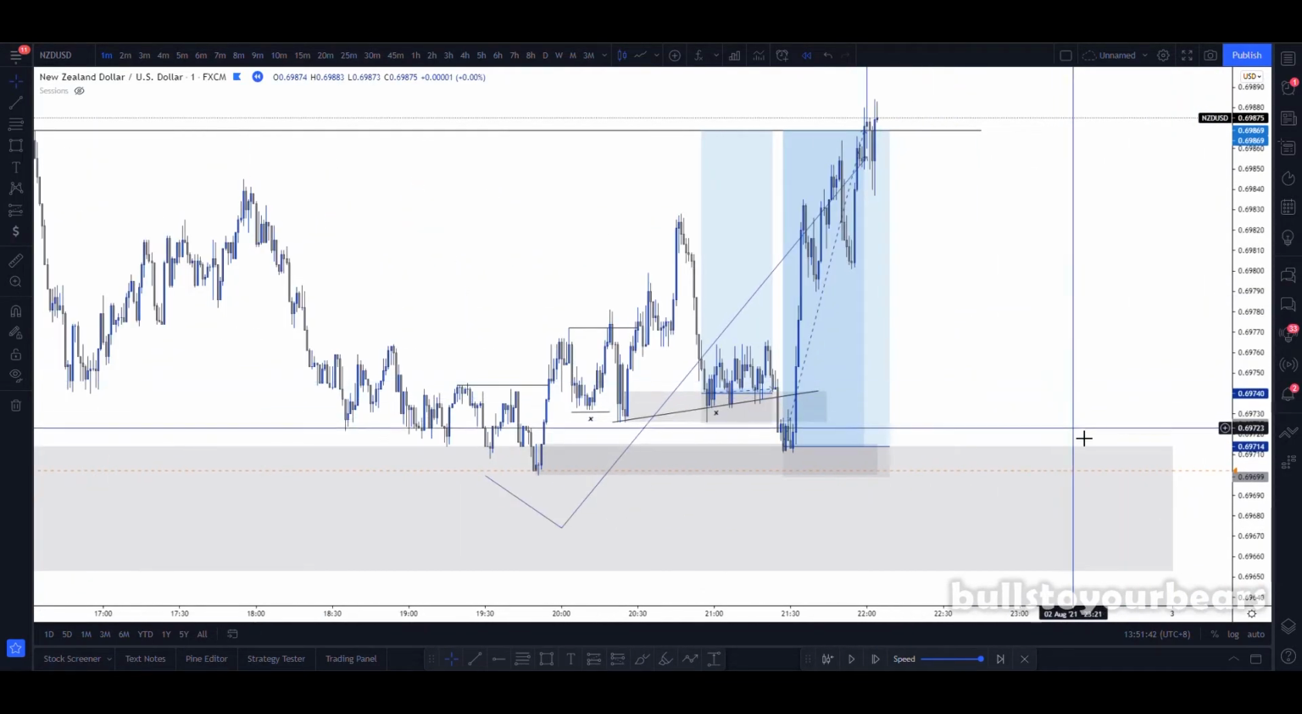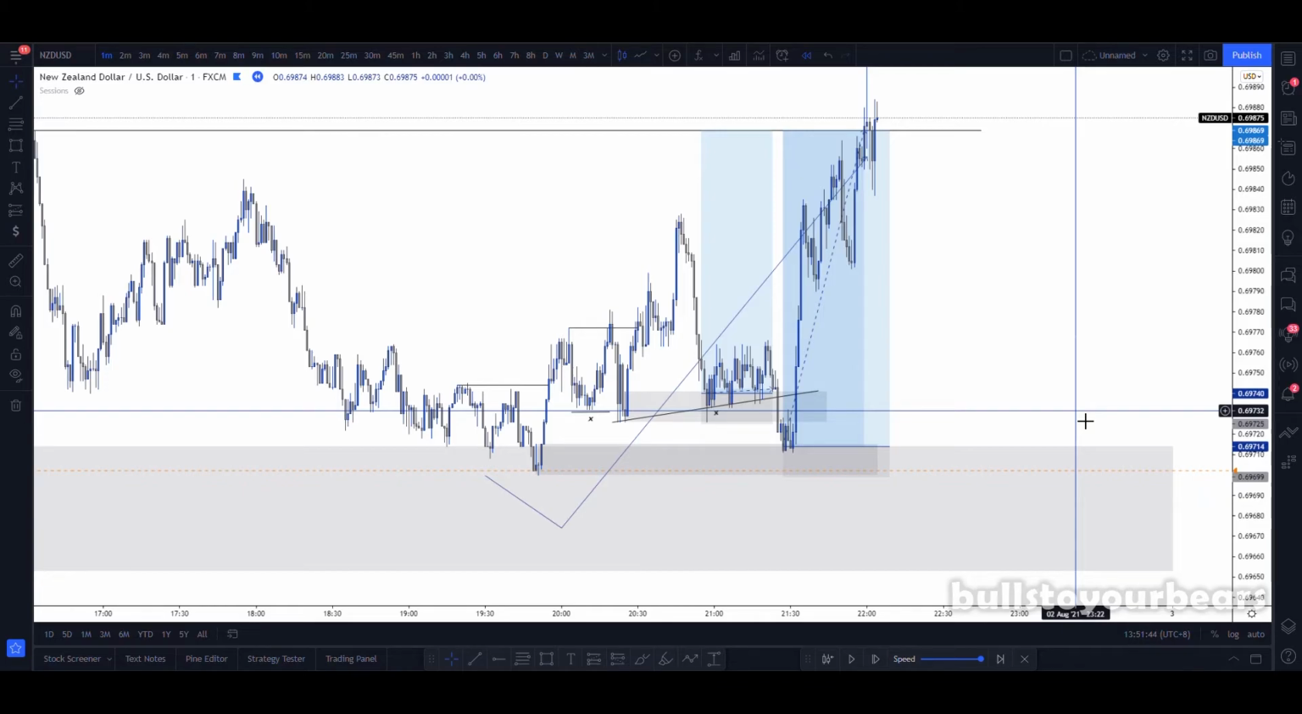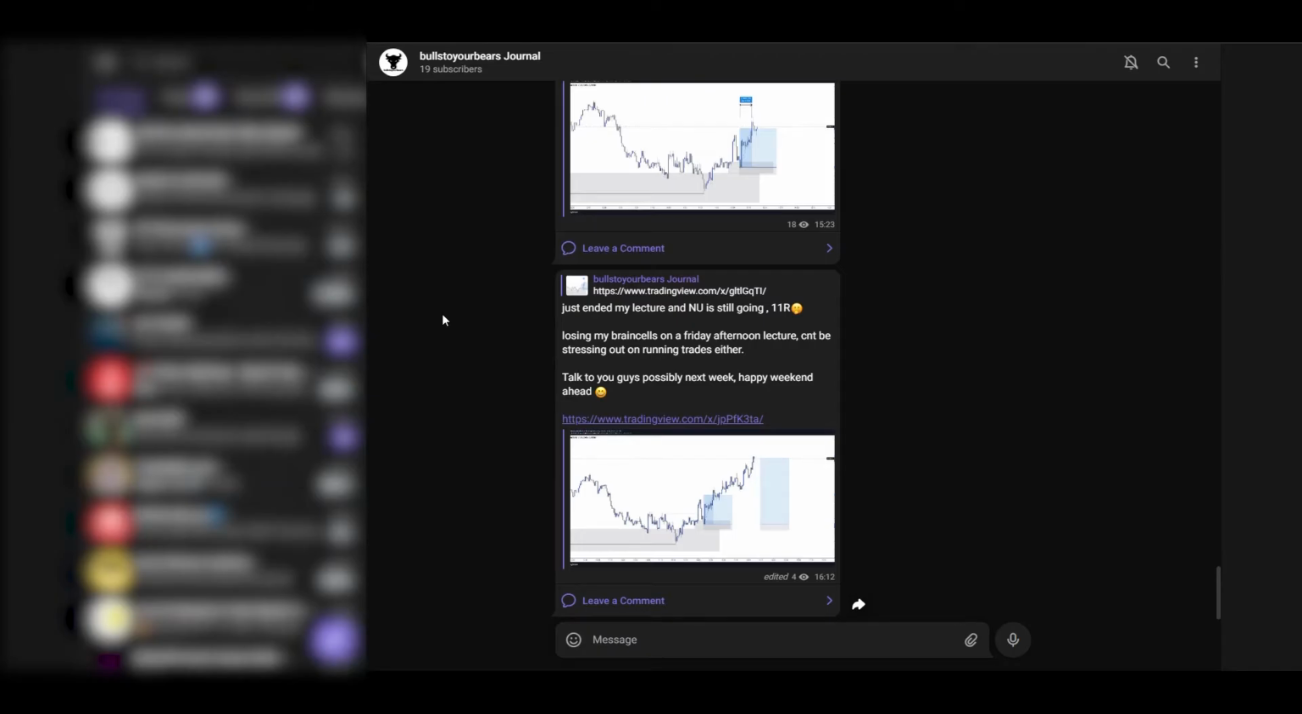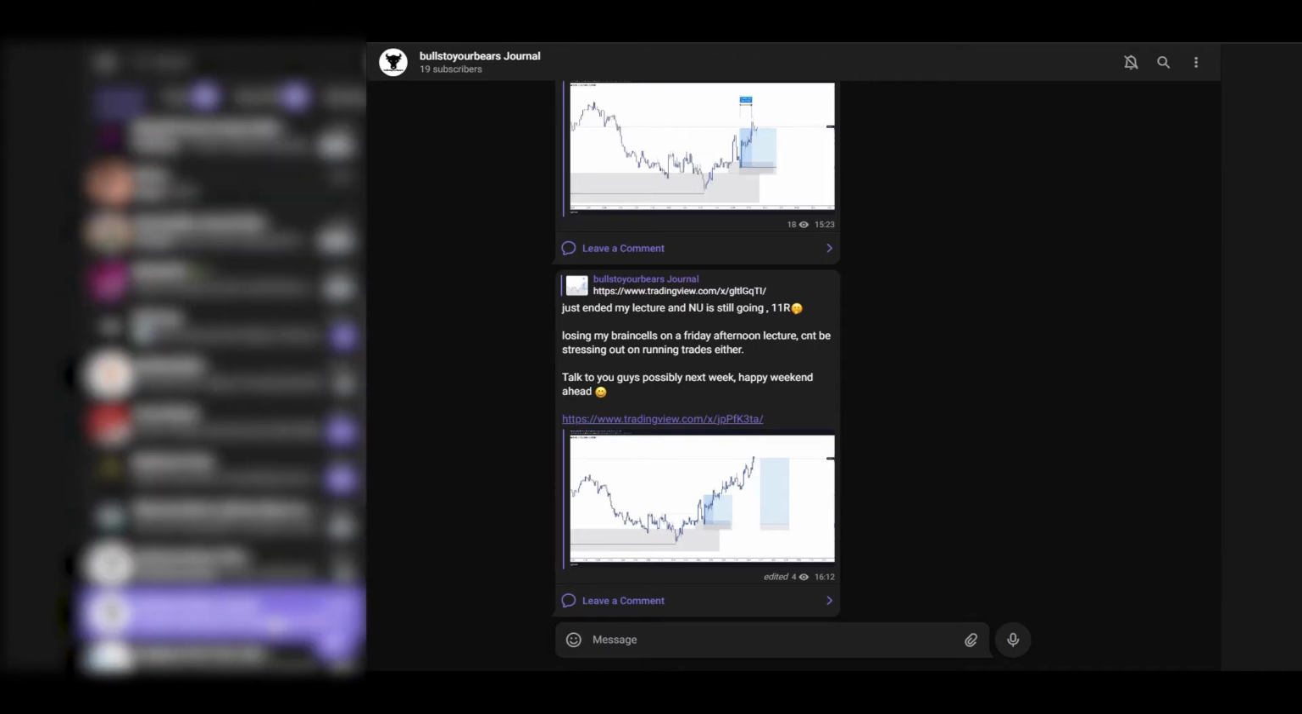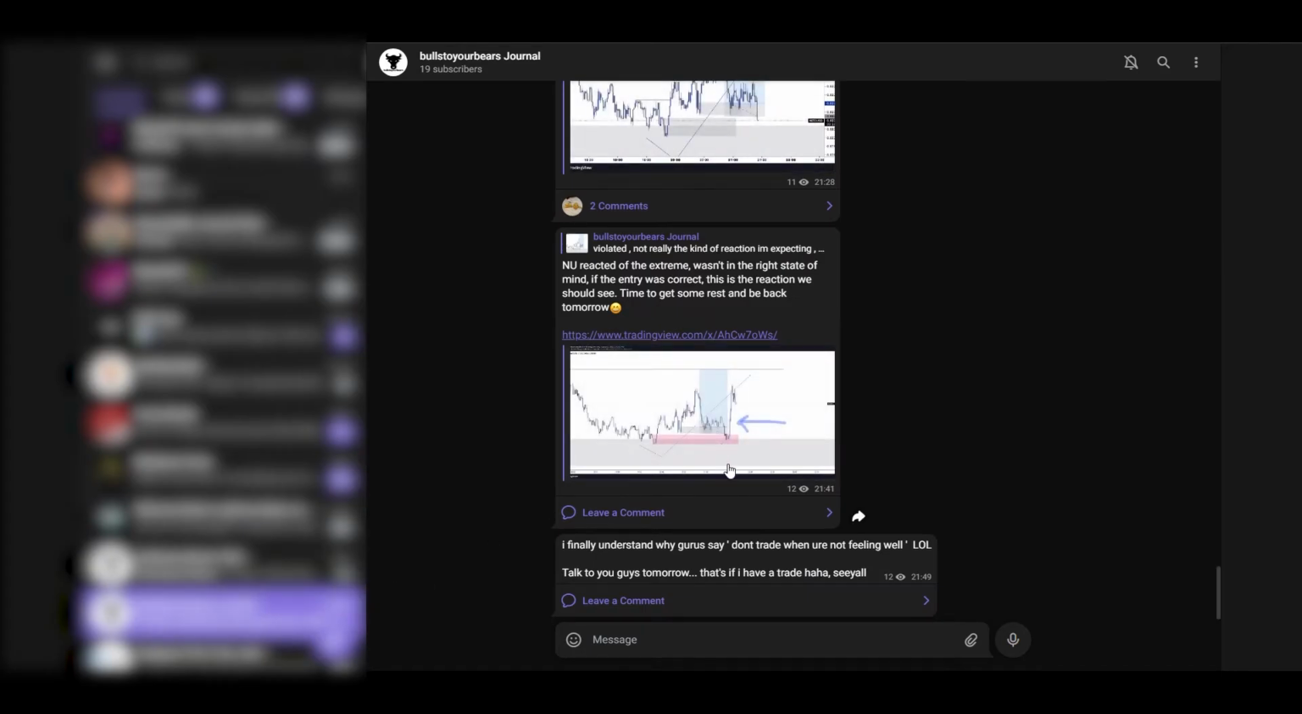So here you can see that it's foolish of me to make this kind of mistake, but at the end of the day it is what it is, man. So you gotta take risk. You gotta take risk to succeed in the game of forex. But anyway, let's go to Telegram.